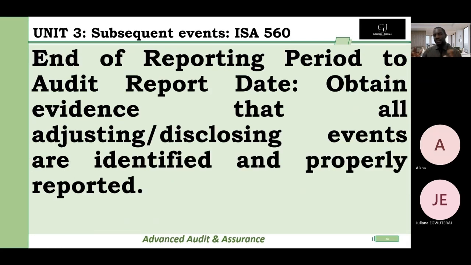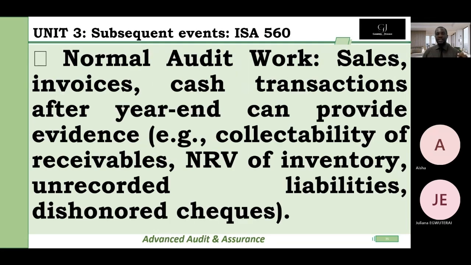So from the end of the reporting period to the audit report date, we need to obtain all our evidence in writing. Very important. And we must ensure that any adjusting events are disclosed, identified, and properly reported. Whether material or immaterial, we need to factor that in, adjust for them in the financial statements, and post them. This is key.